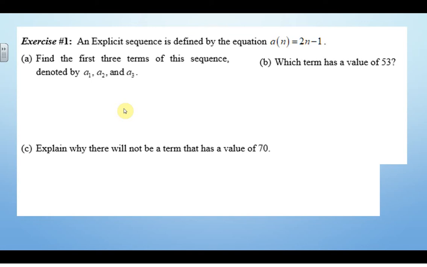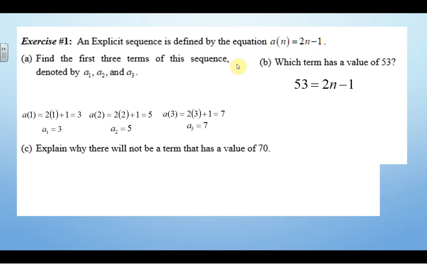So an explicit sequence is defined by a sub n equals 2n minus 1. Find the first 3 terms. So n stands for your term number. If we want the first term, you're plugging in 1. If you want the second term, you're plugging in 2 for n. So the first term is 3, the second term is 5, the third term is 7. It's that easy. Identify a sub 1 is 3, a sub 2 is 5. Now realize these are subs, and this is a variable, so you've got to be careful. If the n was down as a subscript, that means something different.